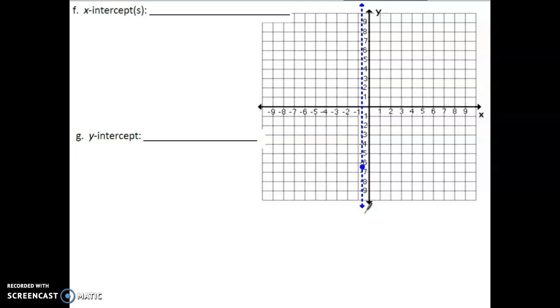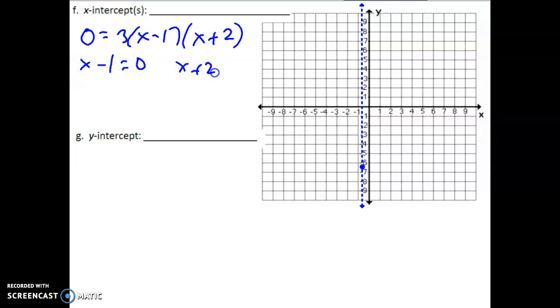So if we look at our original function and set it equal to 0, I'm going to need to set each one of my linear factors equal to 0, and I get x equals 1, which is the opposite of the negative 1 I got right here, and x equals negative 2, which is the opposite of the plus 2 I got right here. So my x-intercepts are at the points (1, 0) and (-2, 0).